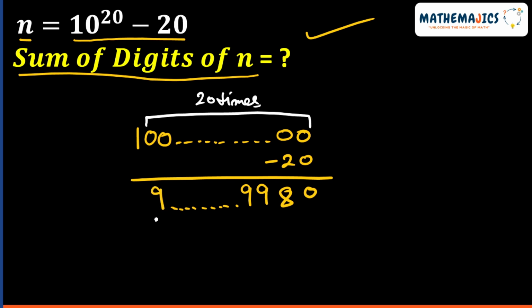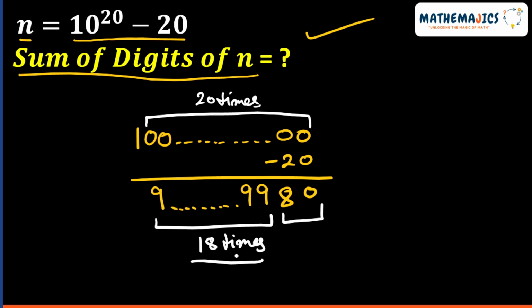The number of 9s will be, see, there are 20 zeros, and we already have 2 digits with us out of 20. That means we will be left with 18 times 9. Yes, 9 will come 18 times. 18 times 9 and 2 digits these. So 20 digits in total.